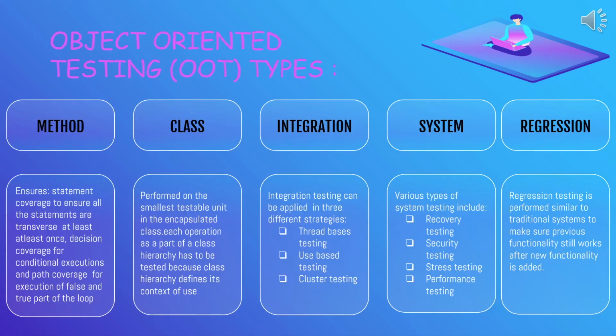Here we talk about OOT's types, which are as follows. Number one is method testing. Number two is class testing. Number three is integration testing. Number four is system testing. And number five is regression testing. A few of these testings will be described by my fellow group mates ahead in the slides.